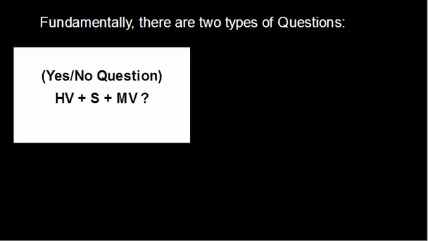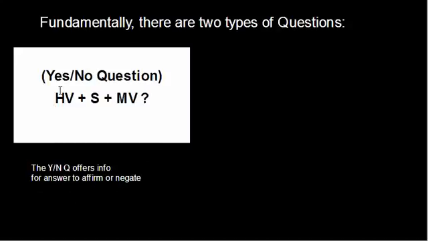Let's talk first about the yes-no question: a helping verb, and then a subject, and maybe a main verb. Maybe I can also put parentheses around this because there's not always a main verb. Who drives? Well, actually, that is the main verb. Never mind. Let's just keep going here. What I want to say about a yes-no question is that it offers information that the person answering the question can affirm or negate.